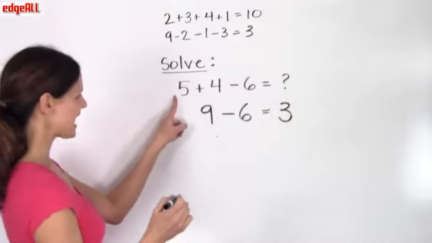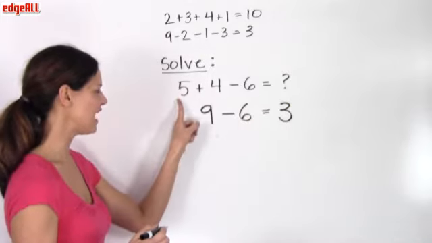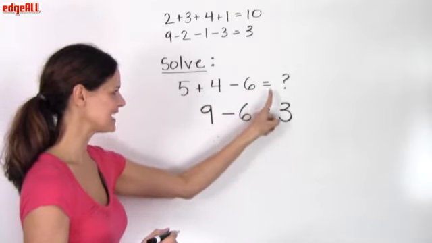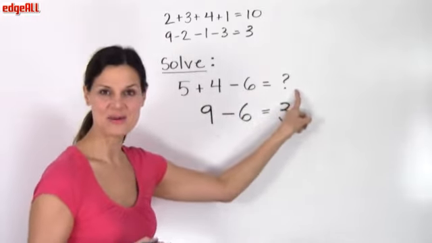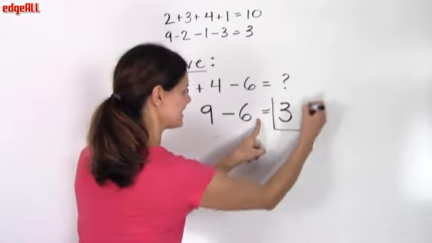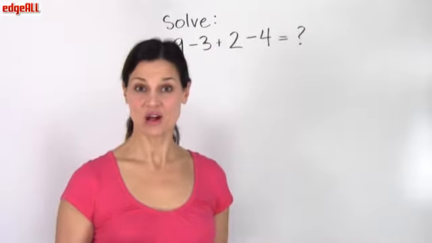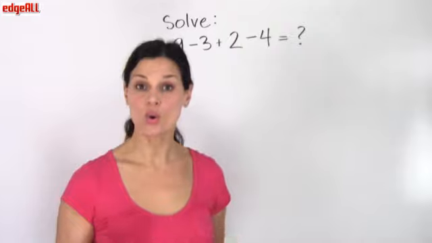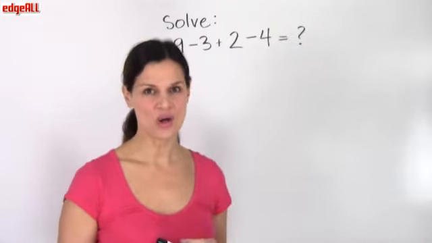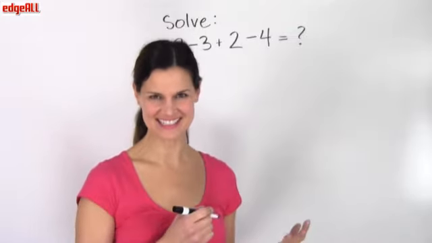So the answer here to this long equation of 5 plus 4 minus 6 equals what? We've done the work and we found out that it equals 3. If you are solving a problem that only has addition and subtraction, always remember to work from left to right.